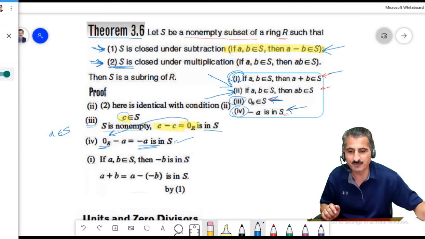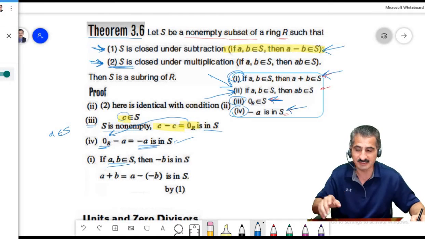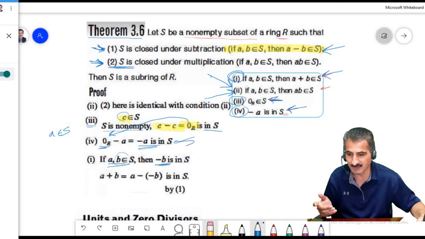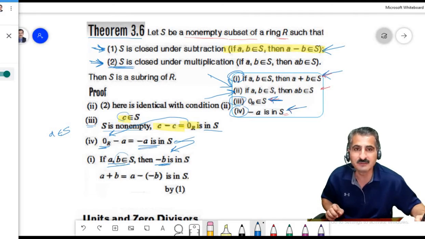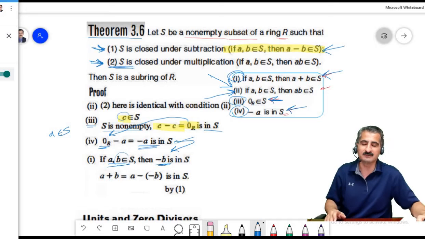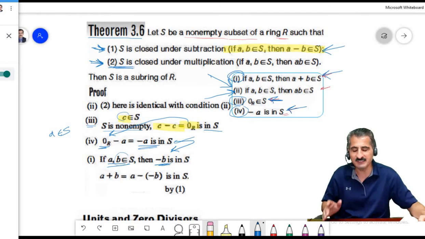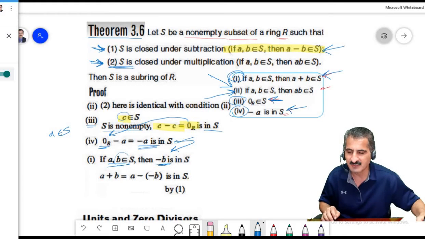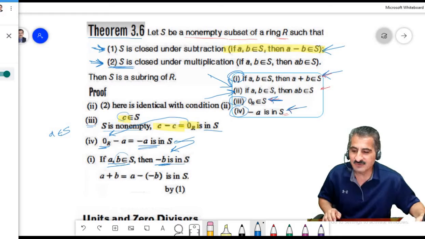Now to prove part 1, which means if we take two elements in S, then their addition must stay in S. But now, since B is in S, then by part 4 that we got in here, we know that the additive inverse, negative B, is in S.